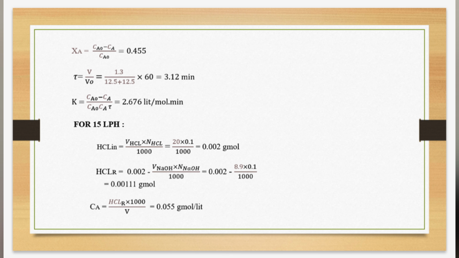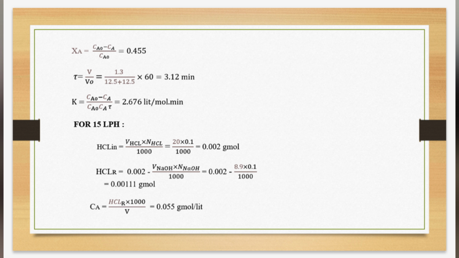From this value of concentration of A, the conversion of A is calculated, and also the mean residence time for 12.5 lph is calculated, which is 3.12 minutes. And from this value, the rate constant is calculated, which comes out to be 2.676 liter per mole minute.